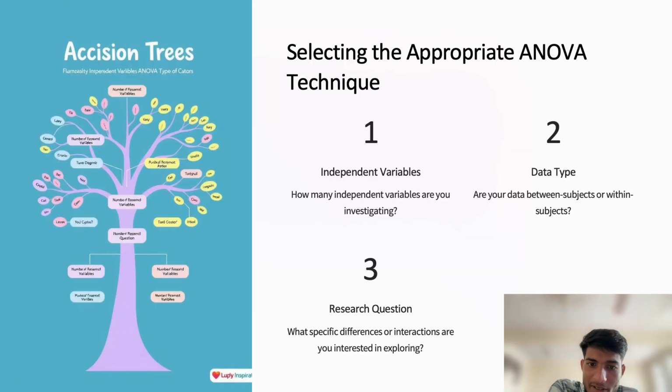Selecting the appropriate ANOVA technique. Number 1, independent variables: how many independent variables are you investigating? Number 2, data type: is your data between subjects or within subjects? Number 3, research questions: what specific differences or interactions are you interested in exploring?